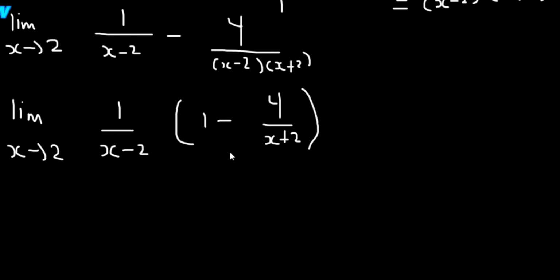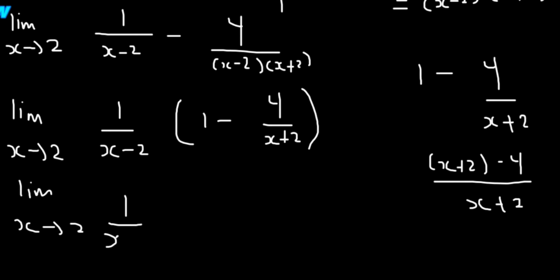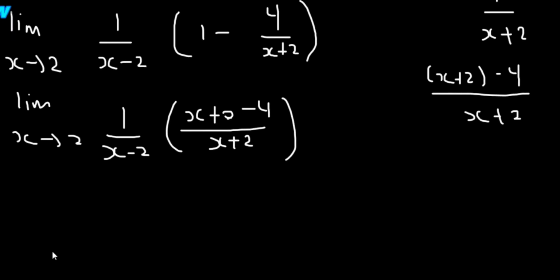So from here, I'm going to simplify what you have in the bracket here. So that's 1 minus 4 over x plus 2, all divided by x plus 2. So this will give me x plus 2 minus 4. So I can write this in place of this here. So I have the limit as x approaches 2 of 1 over x minus 2 into bracket x plus 2 minus 4 all over x plus 2.